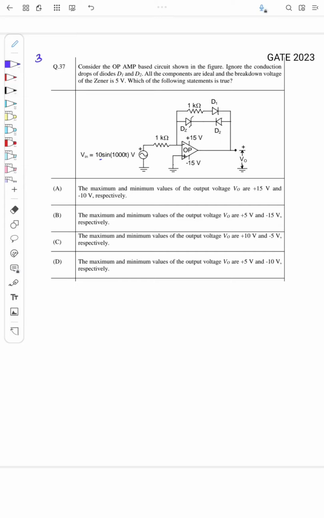Yeah, so this is another question from GATE 2023. The question is, consider the Opamp based circuit shown in figure. Ignore the conduction drop across diode D1 and D2. All the components are ideal and the breakdown voltage of the Zener is 5 volt. Which of the following statements is true?